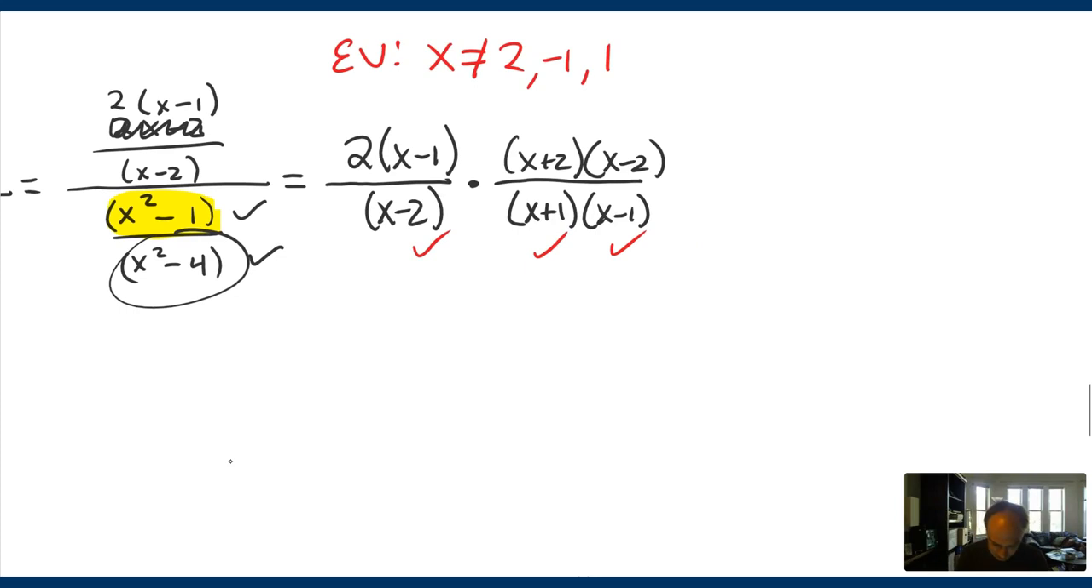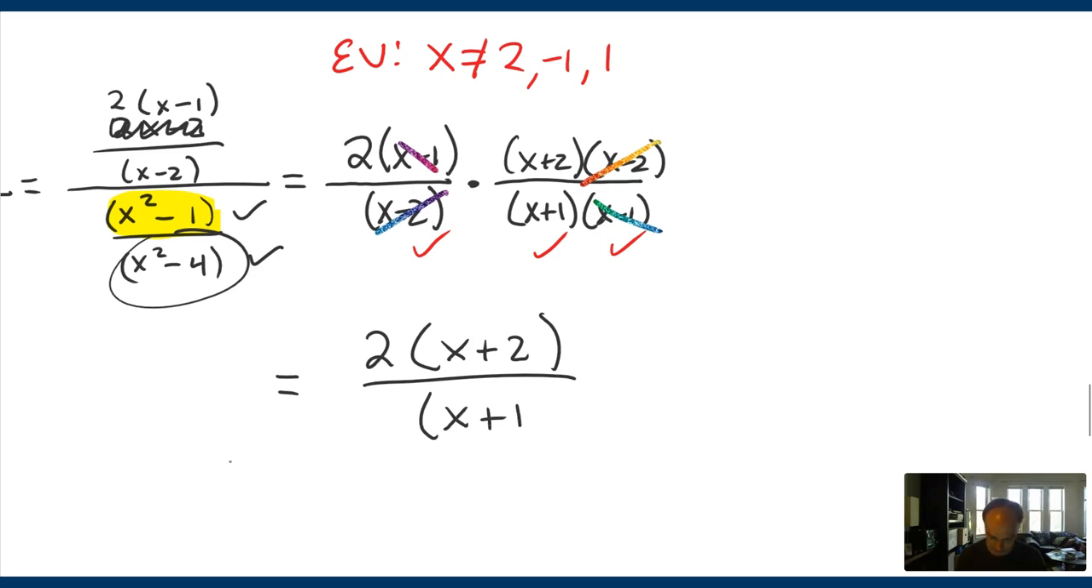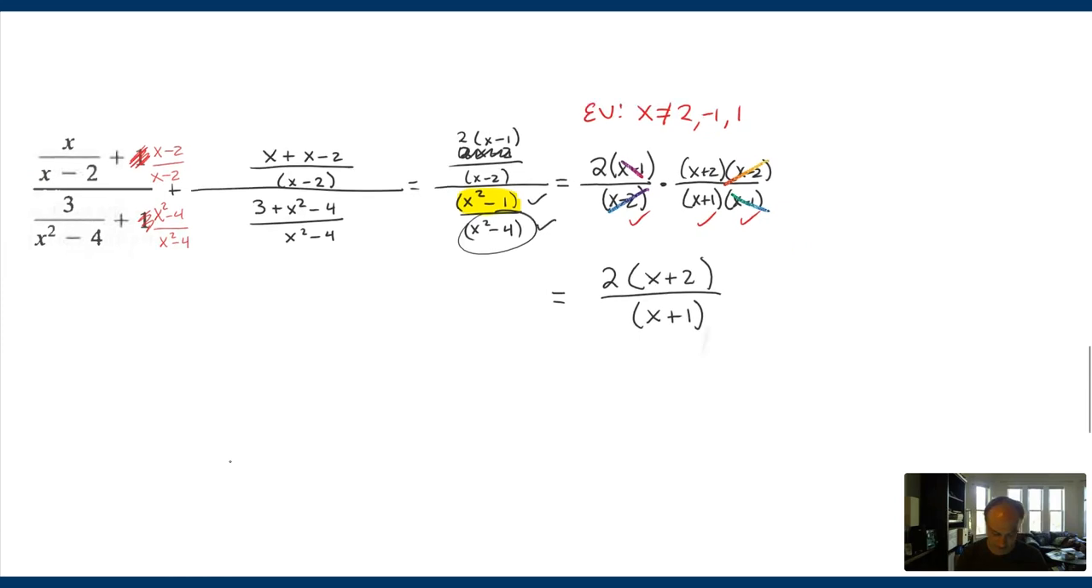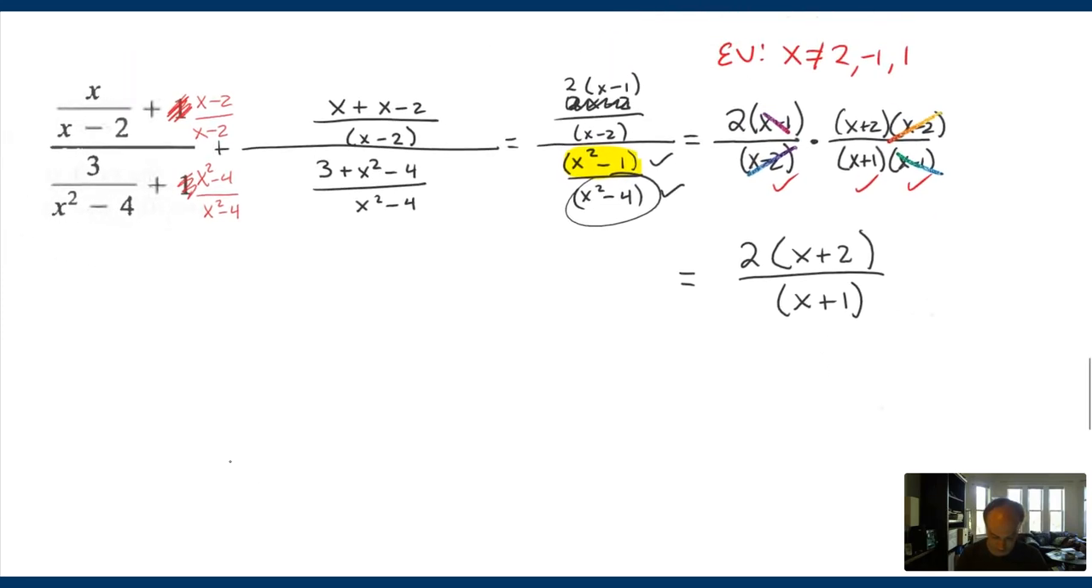And then finally, once you've stated the excluded values, get out your canceling pen, whatever you like to use, and these common factors reduce out, and all we are left with is 2, x plus 2, over x plus 1. And that is a whole heck of a lot simpler than this stuff that we were left with before.